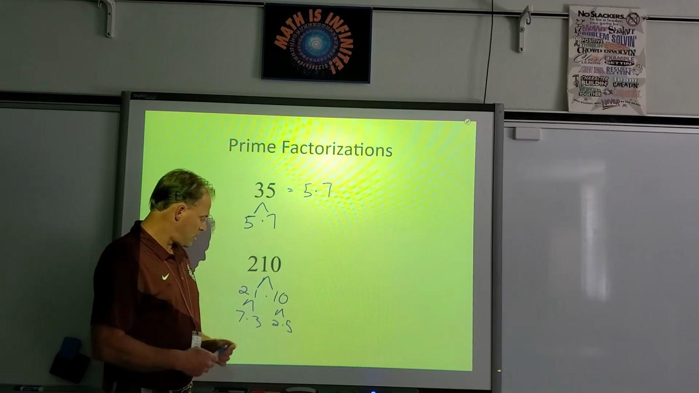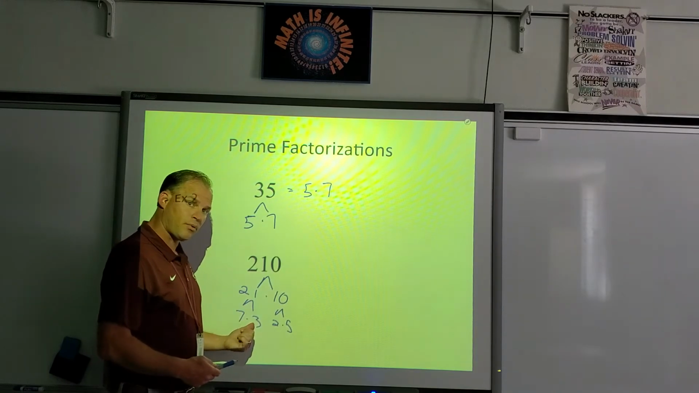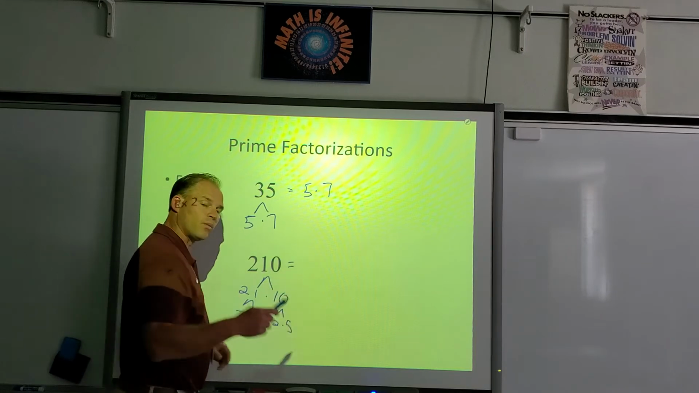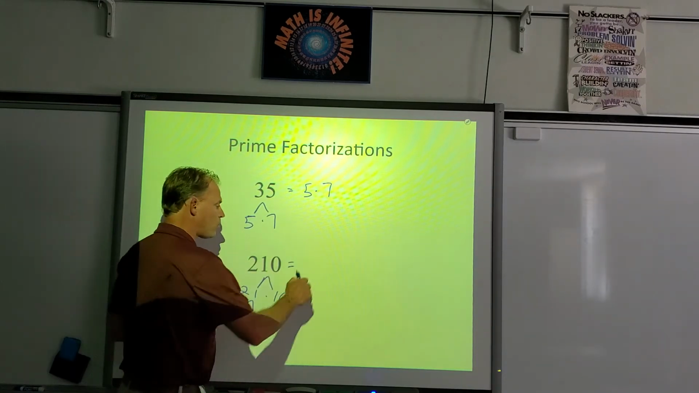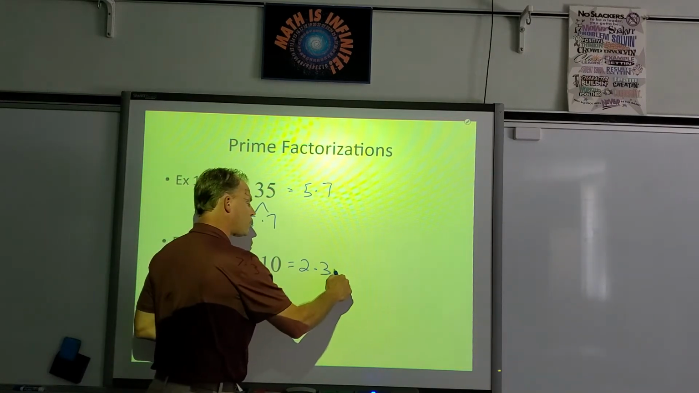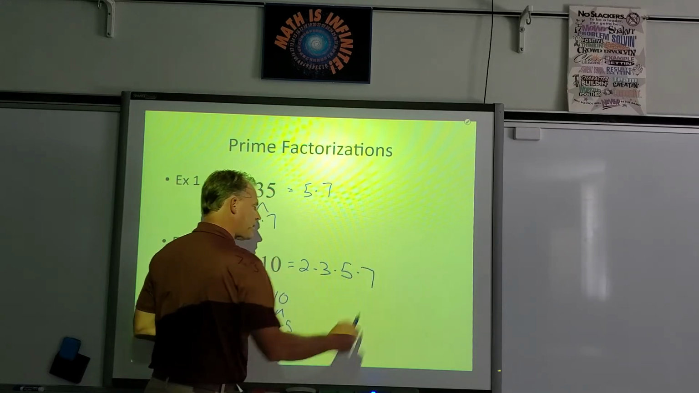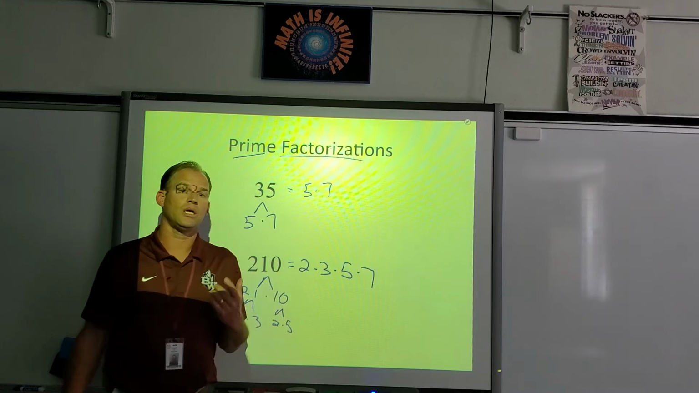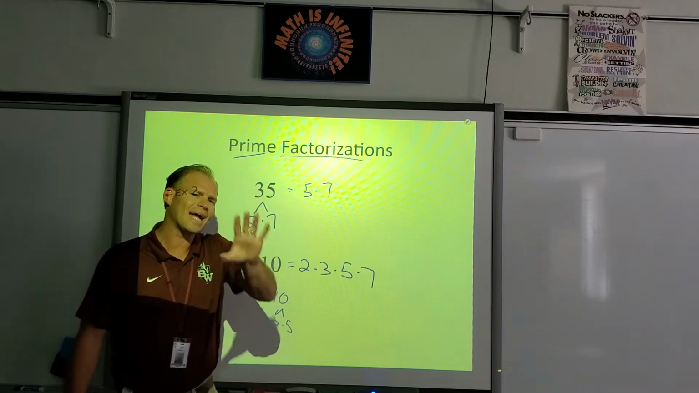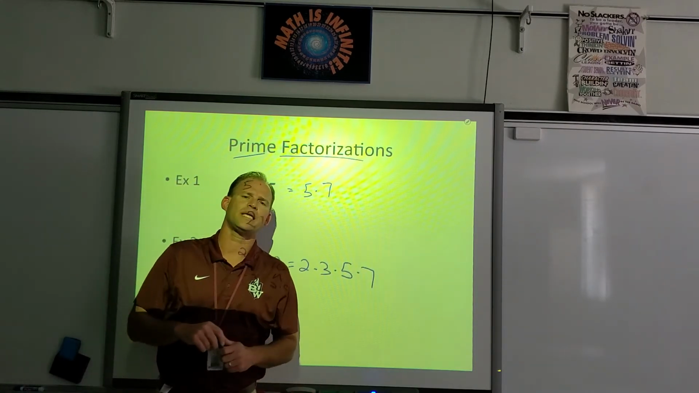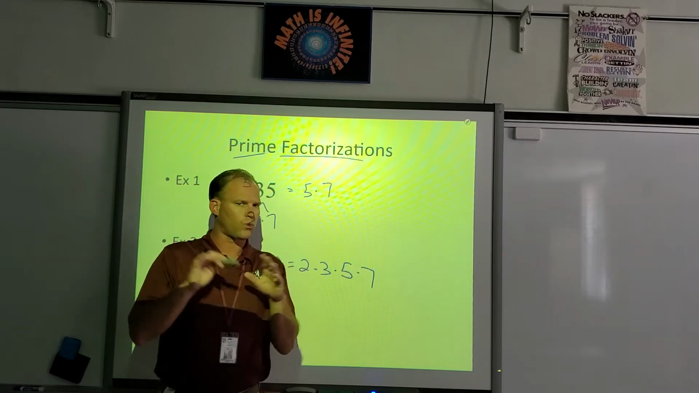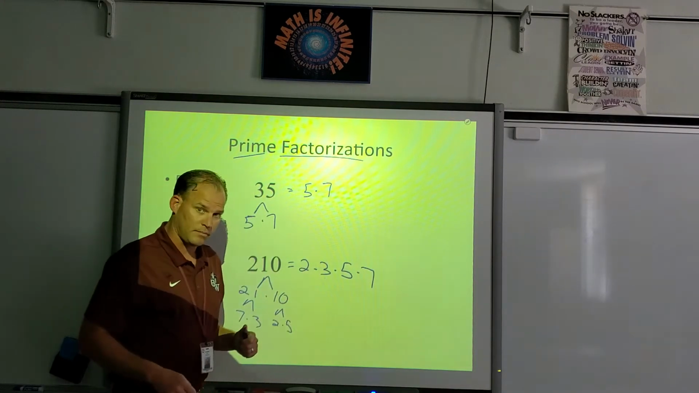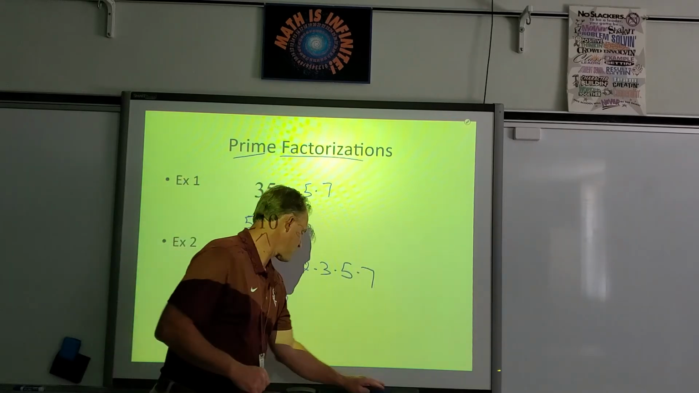There's 7 prime, 3 prime, 2, 5, all prime. So 210, and when we write this out, we usually write them in order, is 2 times 3 times 5 times 7. This is the prime factorization of a number. If you're not catching this right away, we're going to spend a couple of days on this topic, okay? Don't rush through it. But that's where we are. Any questions on that? Let me know.